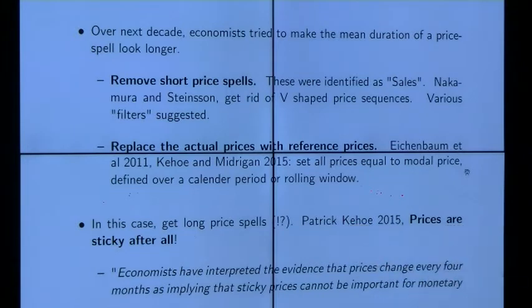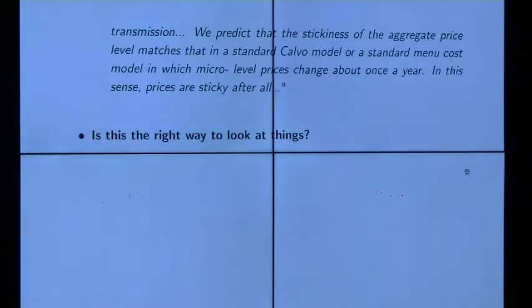And indeed, the same Patrick Kehoe came back in 2015 in a paper with Midrigan, and the title of the paper is "Prices Are Sticky After All." So it took him just over a decade to reach this conclusion. And he says, economists have interpreted the evidence that prices change every 4 months as implying that sticky prices cannot be important for monetary theory. He omits to say that the economists who said that included himself, or most famously included himself. And said, we predict that the stickiness of the aggregate price level matches that in a standard Calvo model or a standard menu cost model in which micro-level prices change about once per year. So by removing sales and looking at reference prices, he's increased the mean from 4 months to 12 months, about a year.